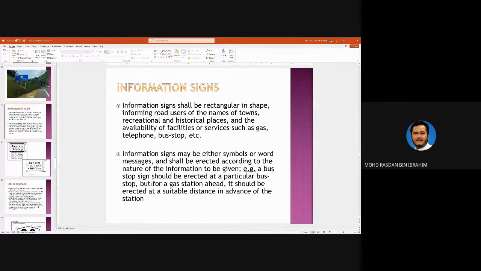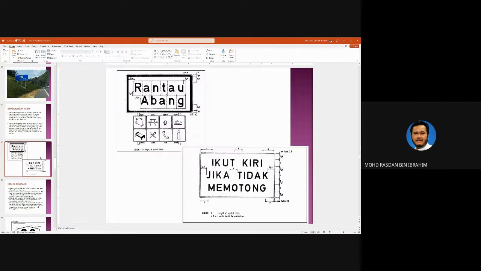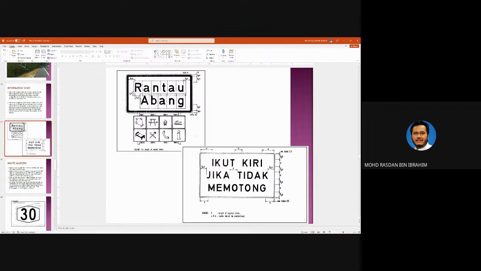For example, a bus stop sign should be erected at a particular bus stop. If it is a bus stop, then the sign should be at that particular bus stop. But for the gas station, you need to have the sign ahead at a suitable distance, informing road users that you have a petrol station up ahead. So this is the example of information signs.